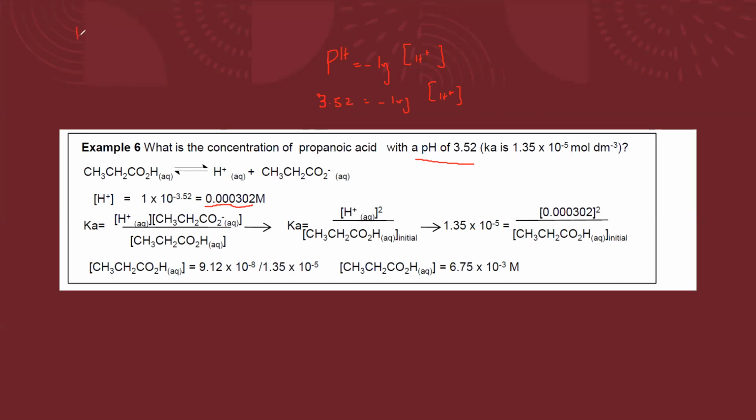So when we write the equation for this dissociation, the hydrogen ion concentration at equilibrium is the same as the propanoate ion concentration. So we have Ka, that's given in the question, 1.35 × 10^-5. We have hydrogen ion, we have propanoate ion, because using the pH we worked them out, so we can find the original concentration of this acid. Is it clear how it is done? Any doubt till now?